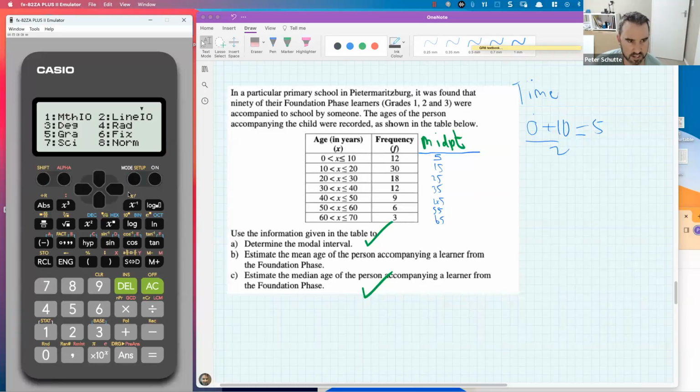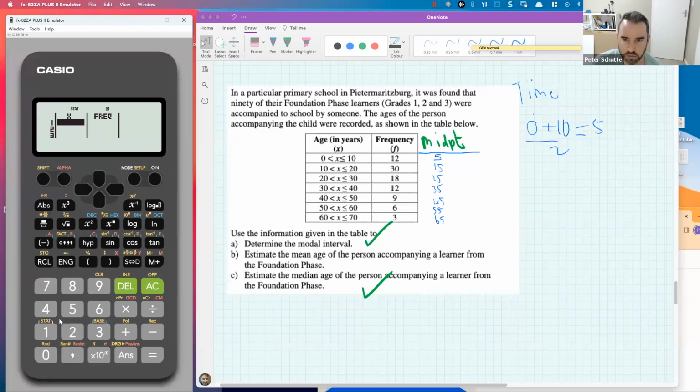Shift, setup, and now I go down. So the down arrow is important. And then I click stat or 3. And then I click frequency on. And now the frequency column is on. Now I have to log my data. So I go mode, stat, 1 for var, and there's my column.